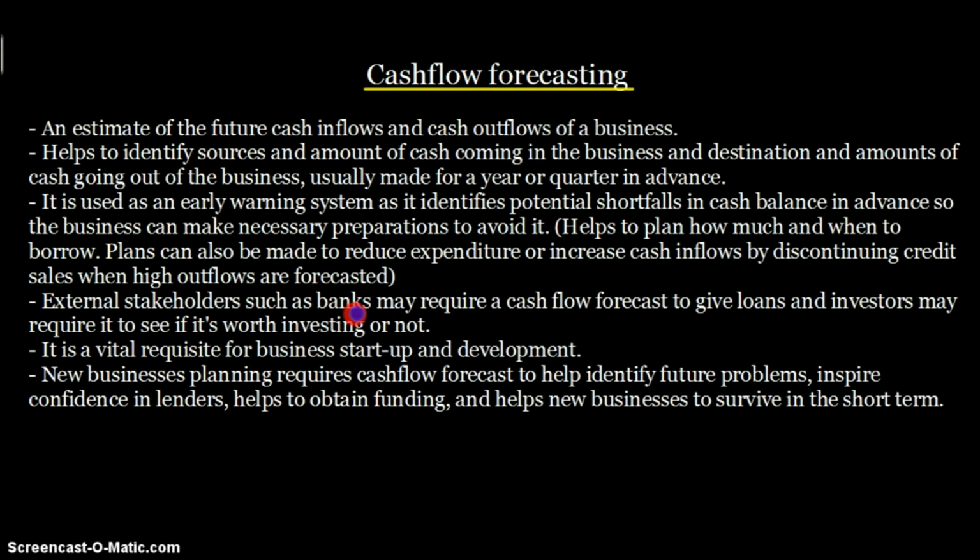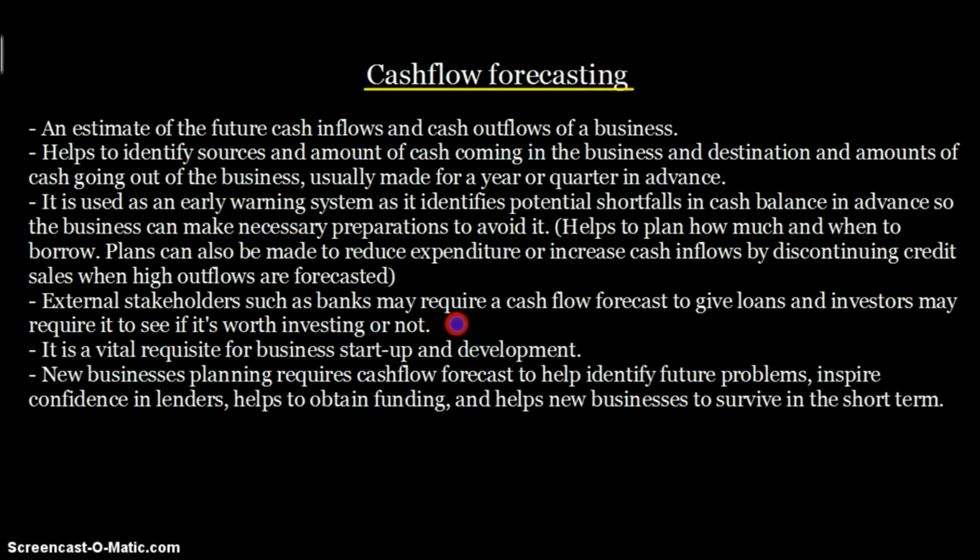External stakeholders such as banks may require cash flow forecast to give loans. Okay, so they know that, okay, that's a good well drafted cash flow forecast, the business seems promising that they will have enough inflows to pay for the loans, and they need a certain loan to pay for the outflows for a negative net cash flow. So that's why they are asking for loans, but after some time the net cash flow will be positive, so it's okay, we should give them the cash.